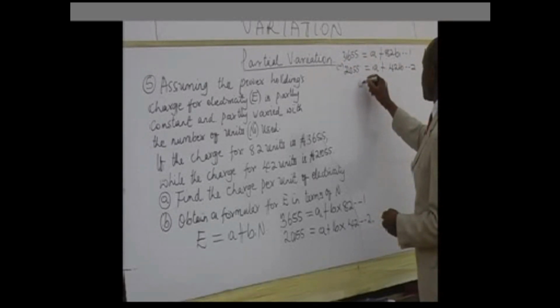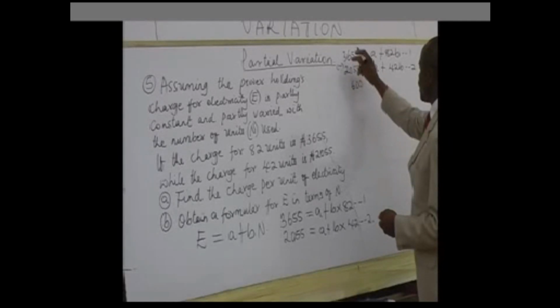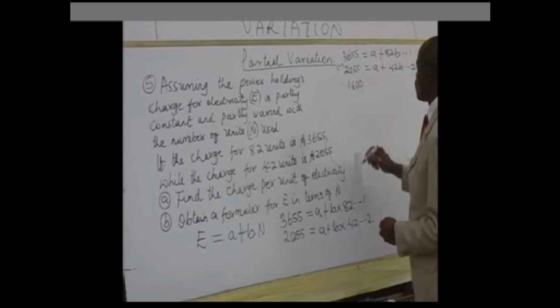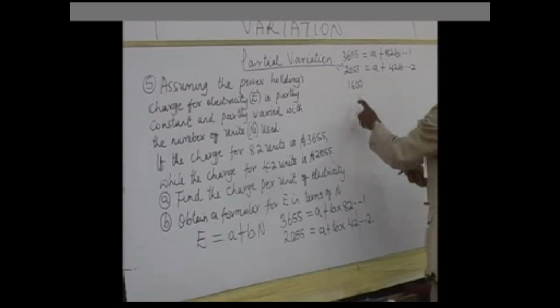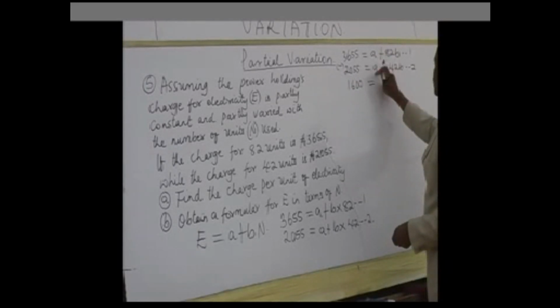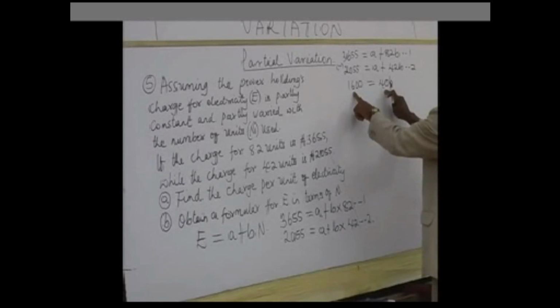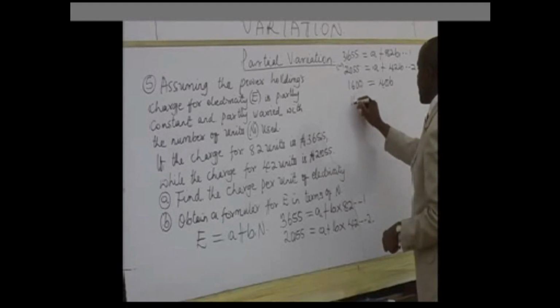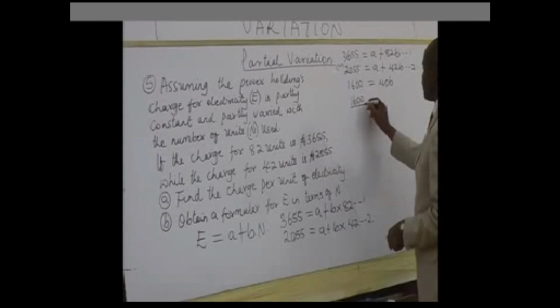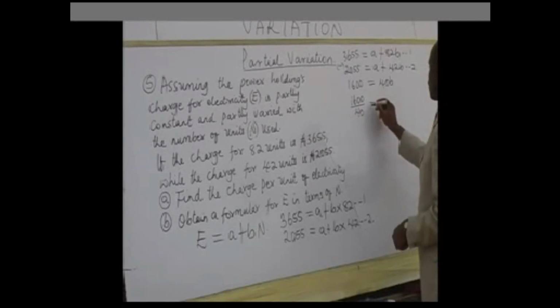5 minus 5 is 0. 5 minus 5 is 0. 6 minus 0 is 6. 3 minus 2 is 1. So we have 1,600 here. It's equal to A minus A, they will go. 82 minus 42 will give you 40. So we have 40B. Divide both sides by 40, so as to have only B on one side of the equation. So I'm going to have here 1,600 divided by 40, and it's going to be equal to B.